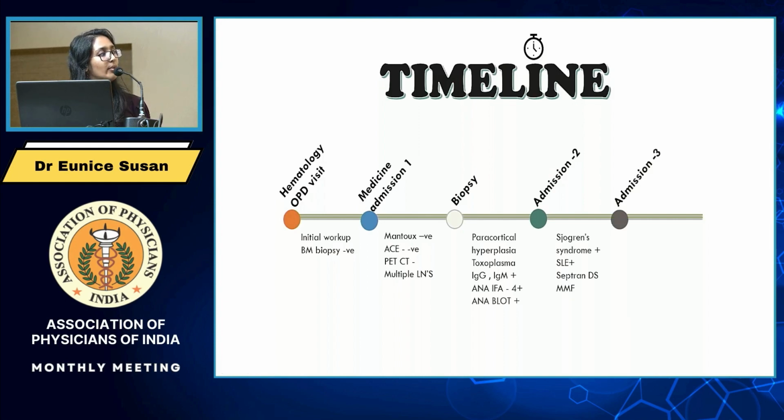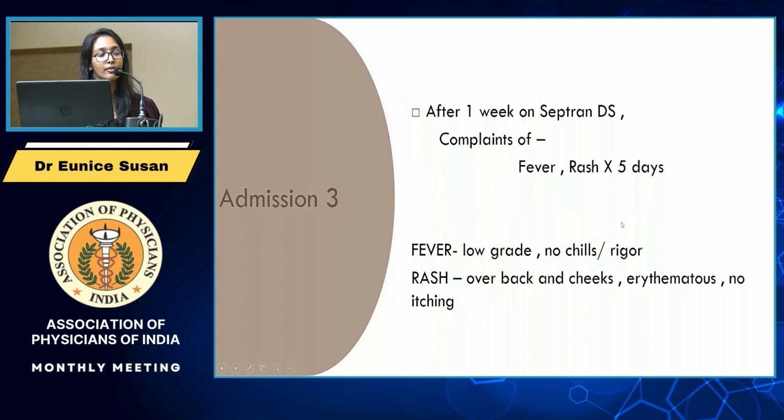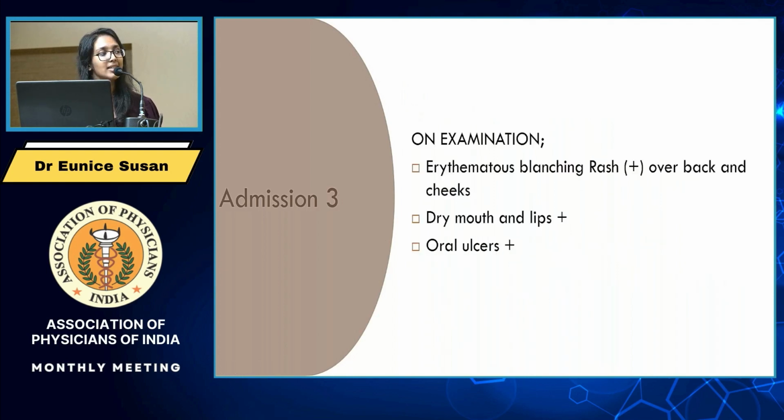So after 1 week, again the patient had come back to our casualty, and at this time she had complaints of fever with a rash. She had the fever with rash for 5 days duration. On examination, there was an erythematous blanching rash, predominantly over the back and cheeks. Dry mouth, dry lips were present. Oral ulcers were also present.